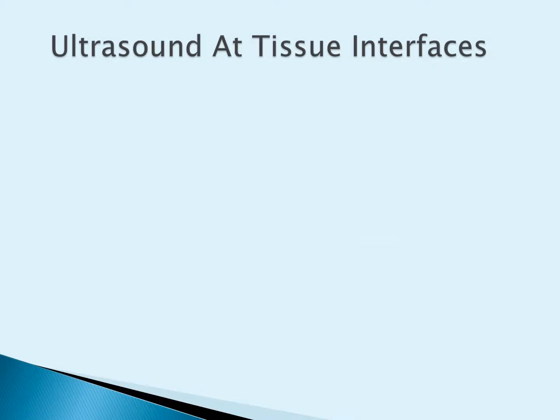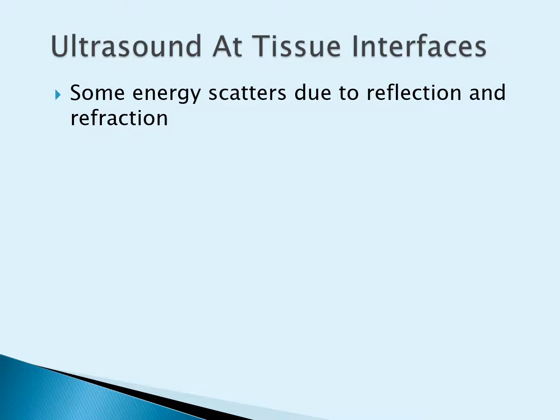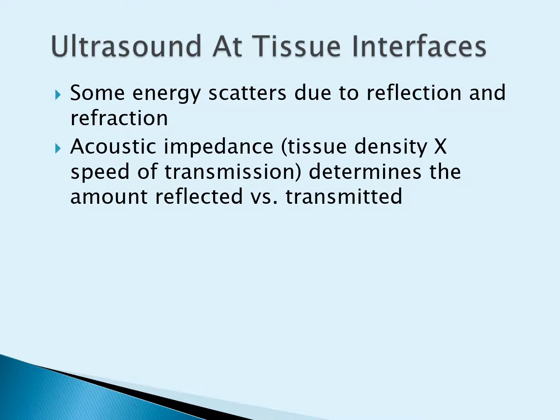Ultrasound at the tissue interfaces here. Some energy scatters due to reflection or refraction. Acoustic impedance, tissue density times speed of transmission, determines the amount that is reflected or transmitted. The way you can think about this is depending upon what the actual impedance is, so the resistance to flow, if you remember that from electricity, will determine how much is actually pushed through and how much is resisted.